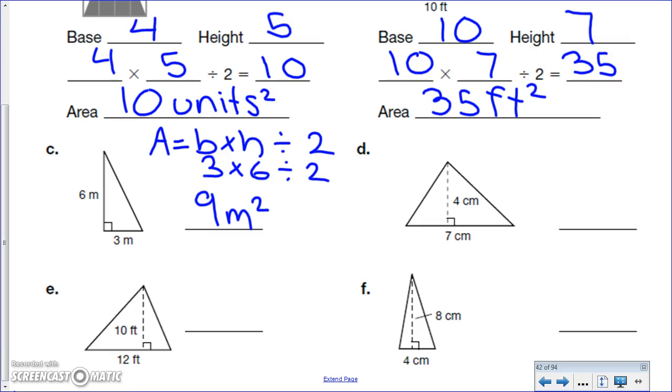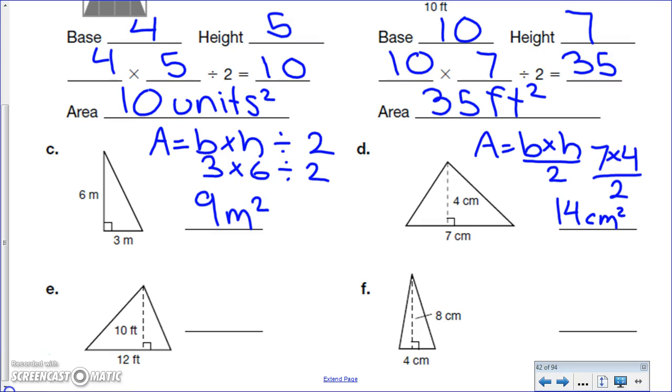Another way to write the area formula is to do the base times height and then put the 2 beneath it under a fraction bar to represent the division. Okay, you will see it written both ways. So we're going to fill in what we know. We know the base is 7 and the height is 4. So we get 7 times 4 is 28. 28 divided by 2 is 14. So we get 14 centimeters squared here.